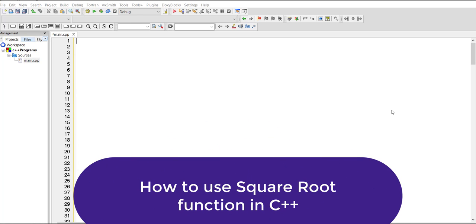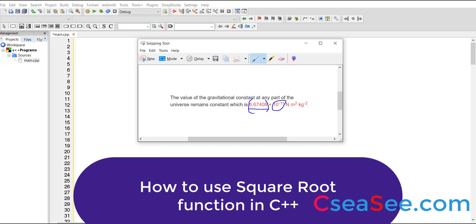Students, in this particular program, we will learn how to evaluate square roots. Now, in physics, square root is a very important component, and most of the questions will involve square root. Say, for example, let us take an expression of this fashion.